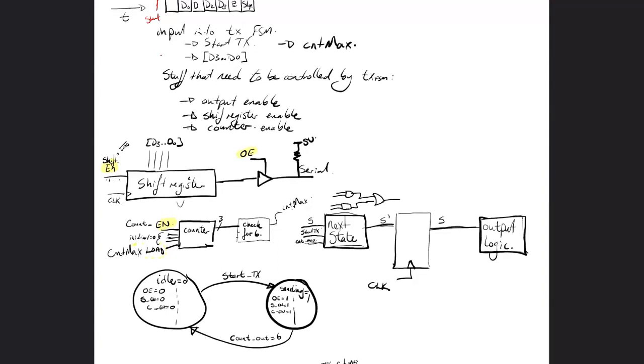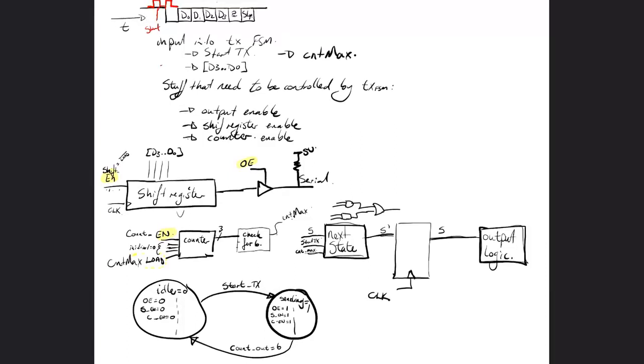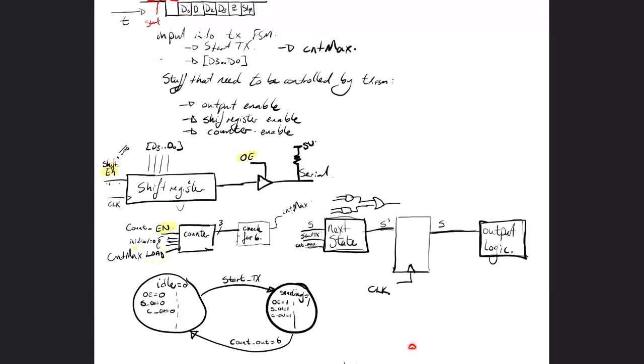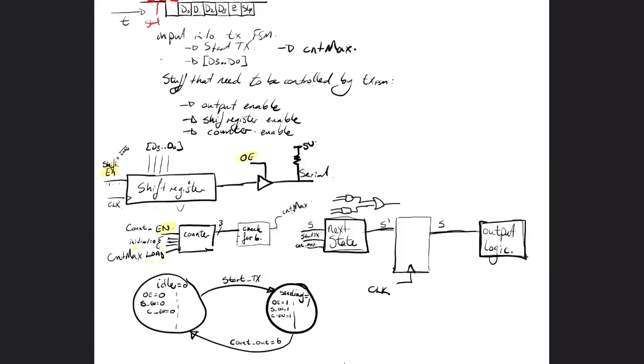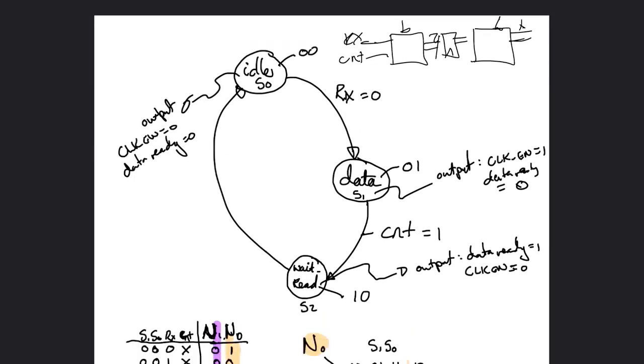So I've shown you half the truth table now, but that truth table you need to convert into a Karnaugh map with the count max input and the state input and the start TX input. You derive the logic and you put that logic in here. And like I said, that's just two AND gates and an OR gate. It's completely separate. For the receiver, it's a similar thing.